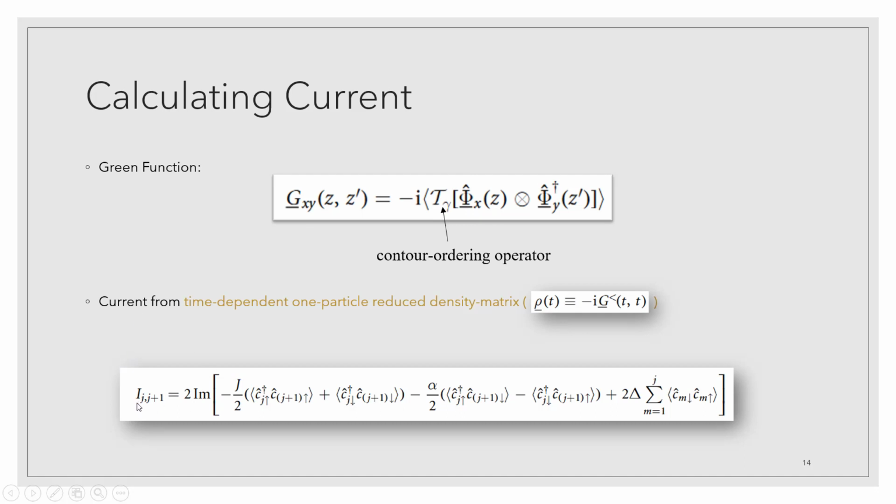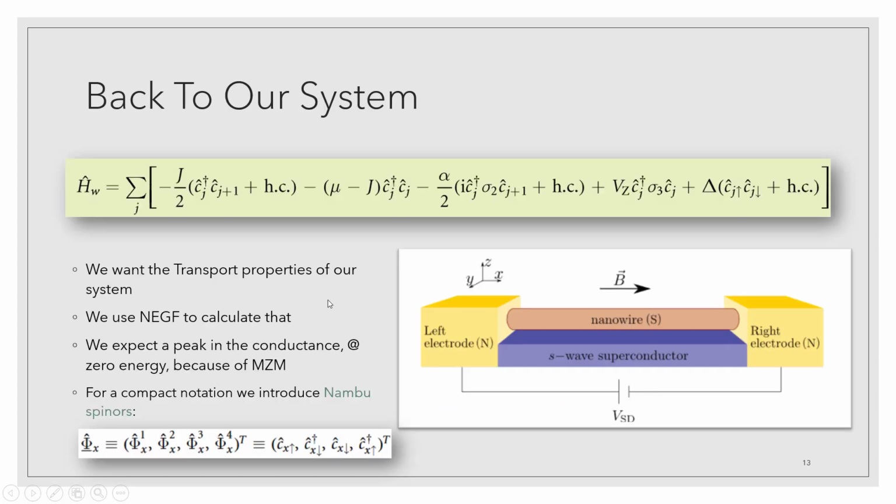And actually from that, by calculating the green function, we can calculate the current between two sides from the time-dependent one-particle reduced density matrix, which is defined like that. And if we do the calculation, we'll end up with this from our Hamiltonian, which I've defined in the last slide.